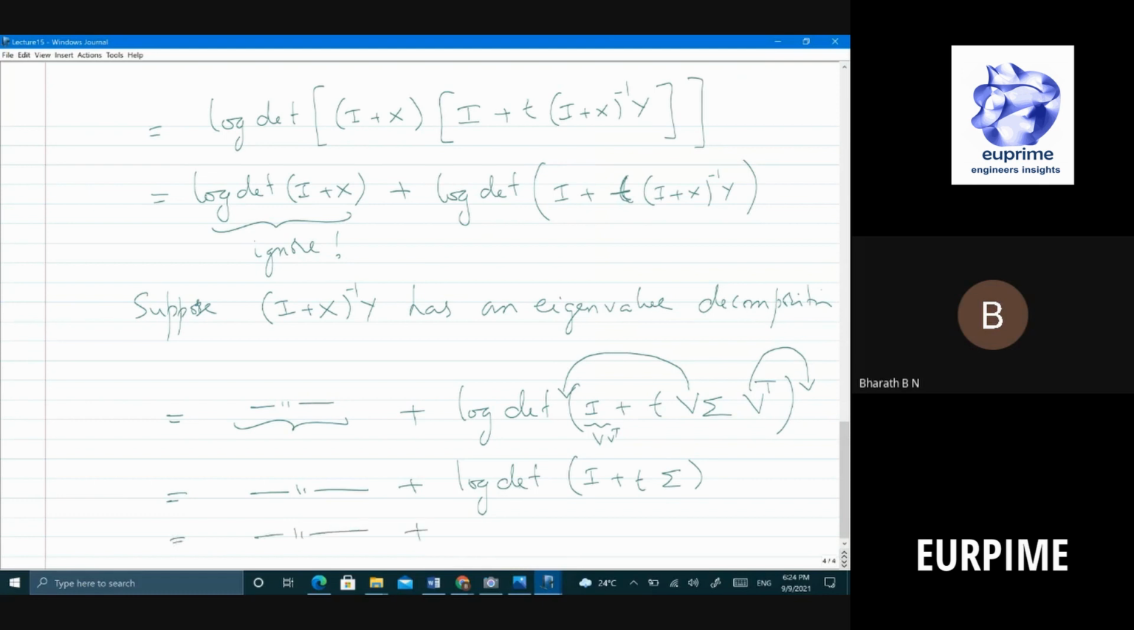Well, identity plus t times sigma is basically diagonal, right? So the determinant of the diagonal is the product. So the log of the product is the sum. Let's say it's an n-dimensional or n cross n matrix, it will be log of 1 plus t times lambda. Okay. Now what is log of 1 plus t lambda?